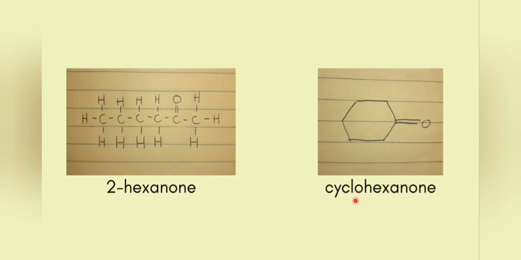And for this one, cyclohexanone because this is a cyclic ring, and hexanone because there are 6 carbons present in this compound. So 1, 2, 3, 4, 5, 6. And the E of hexane was replaced with ONE because there is a ketone present attached on the cyclic ring.